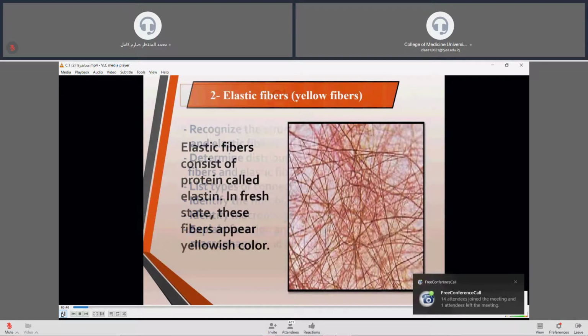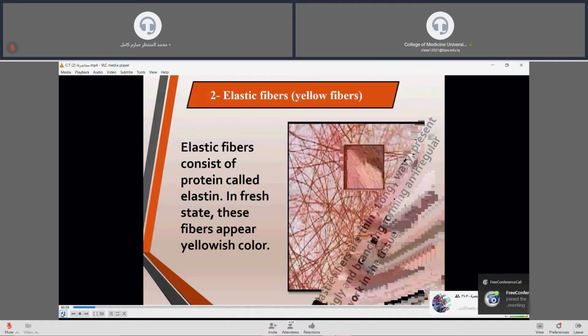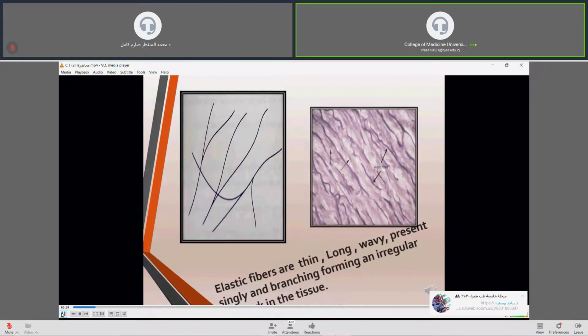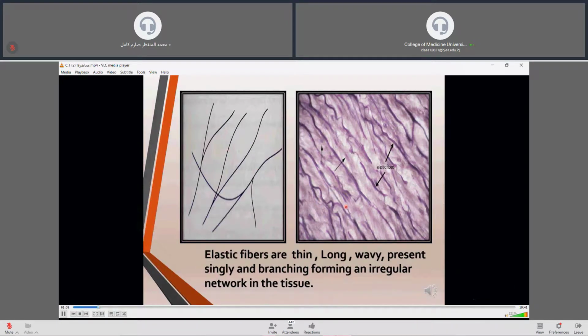Elastic fibers, which are also called yellow fibers, consist of a protein called elastin. In a fresh state, these fibers appear yellowish in color, therefore called yellow fibers. The characteristic features of elastic fibers are that they are thin, long, wavy, present single, and branching to form an irregular network in the tissue.